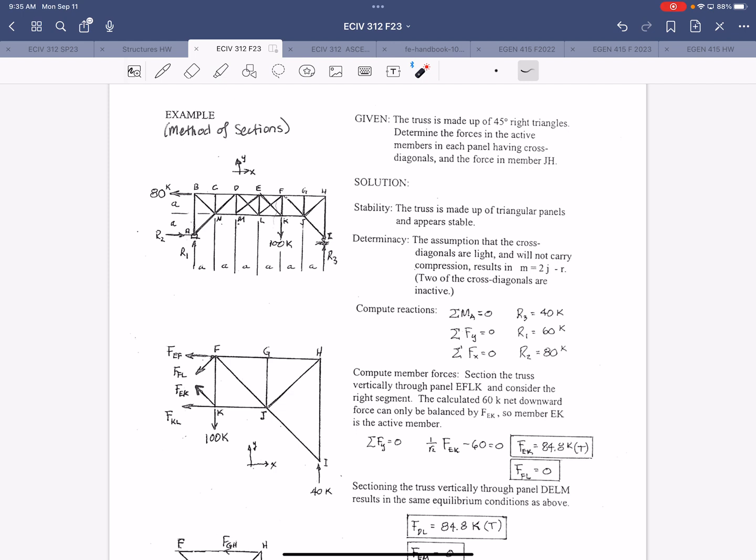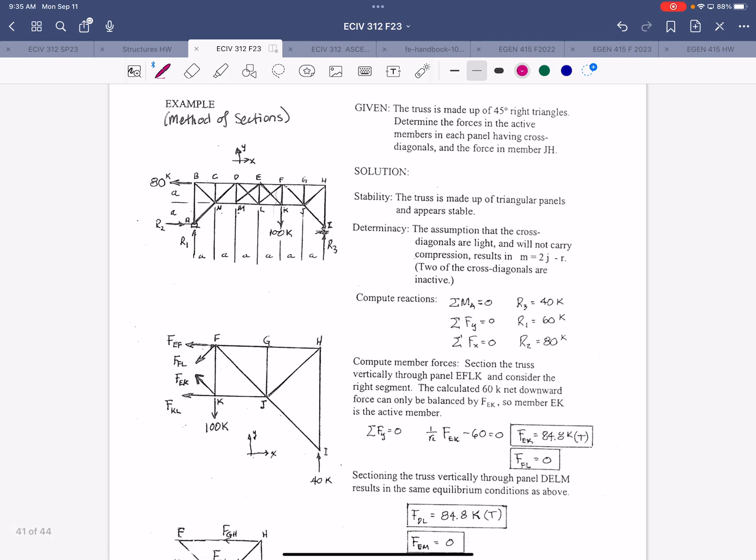It's given in the solution that the assumption that cross diagonals are light applies in this scenario, and they will not carry compression. So we're going to use the method of joints to first identify which of the cross diagonals are going to be active in tension under this load case. So we're first going to make a cut through one of the panels. I'll go through this one here. I'm going to call that section 1.